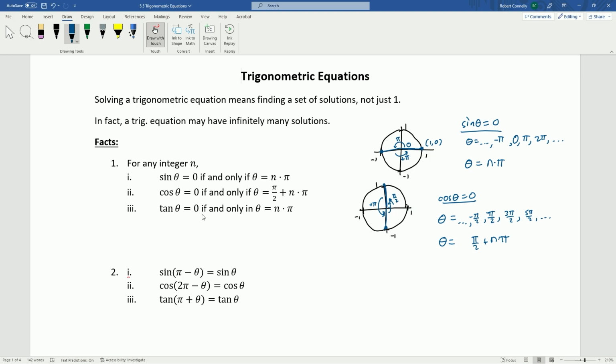Now for tangent of theta equals 0, of course tangent of theta is equal to sine of theta divided by cosine of theta. So tangent of theta is 0 whenever sine of theta is 0. So it has the same solution set as sine of theta equals 0 here.